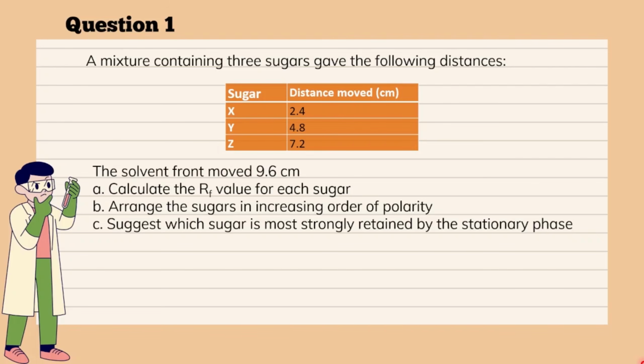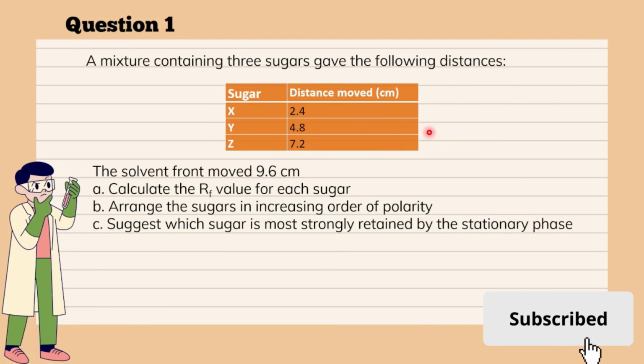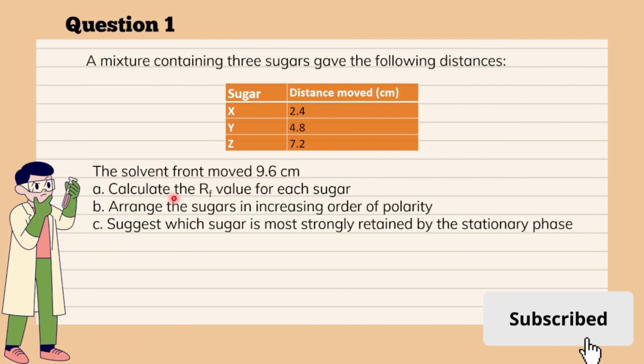A mixture containing three sugars gave the following distances. So you have sugar X, Y, Z, and the distance moved on the chromatography paper, and the solvent front moved 9.6 cm. We're told to calculate the RF value for each sugar and arrange the sugars in increasing order of polarity, and then suggest which sugar is most strongly retained by the stationary phase.